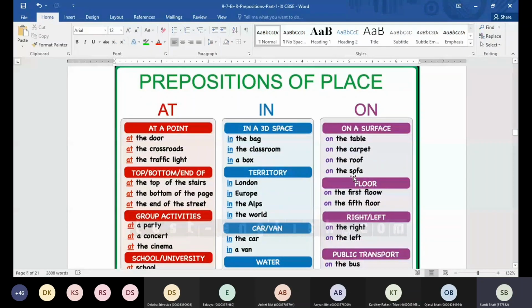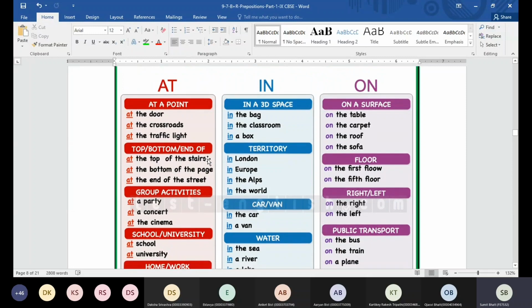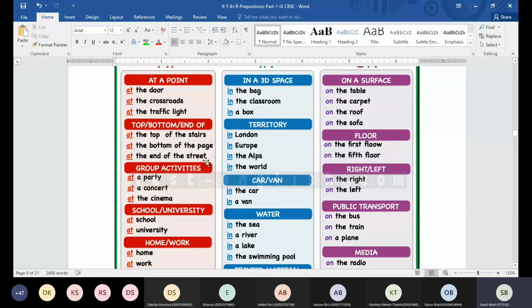We can see more examples, more words. It will help you to understand when to use at, in, and on. So at is basically for a point. If you refer to a particular point, then you use the word at, like at the door, at the crossroad, at the traffic light. If you have words like top, bottom, end of, then also we use the word at.